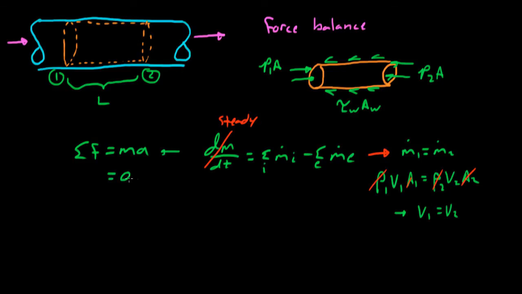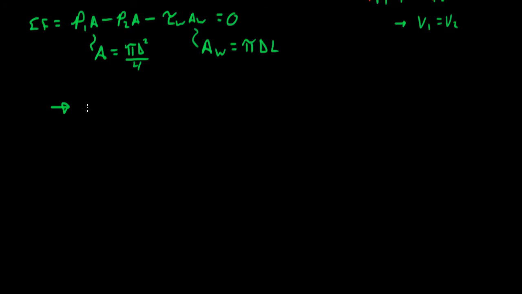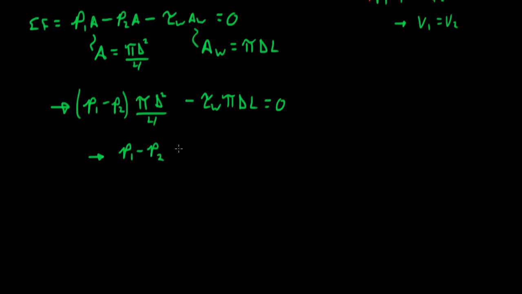Writing Newton's second law, we have the acceleration equal to 0 because the flow average velocity does not change. The sum of the forces is P1 times the area minus P2 times the area minus tau wall times the area of the wall, all equal to 0. The flow area is pi times the diameter squared divided by 4. The area of the wall is pi times the diameter times the length. Substituting into the force balance, we see that the change in pressure is equal to 4 times the wall shear stress times the length divided by the diameter.